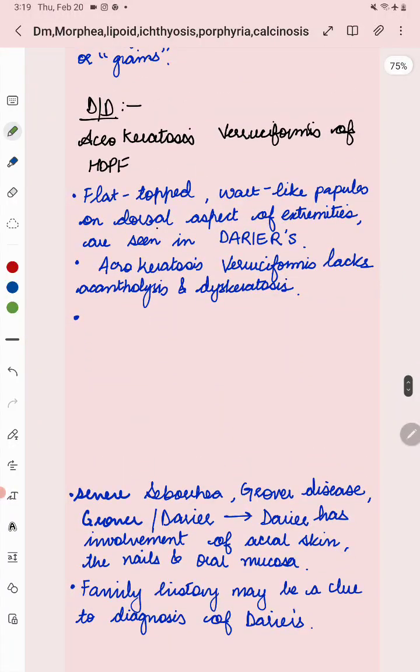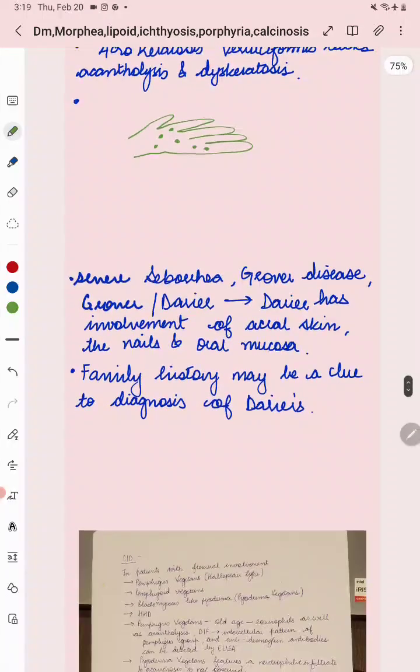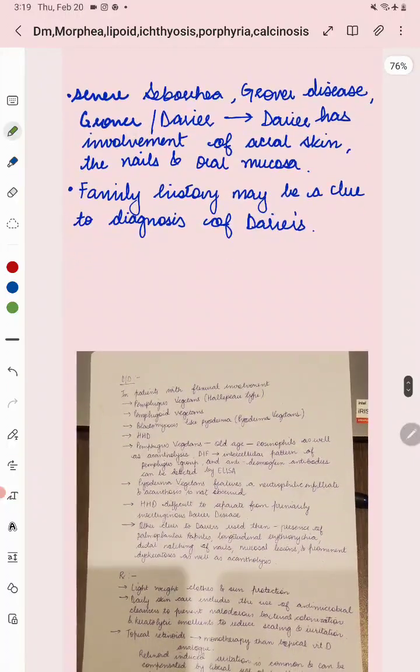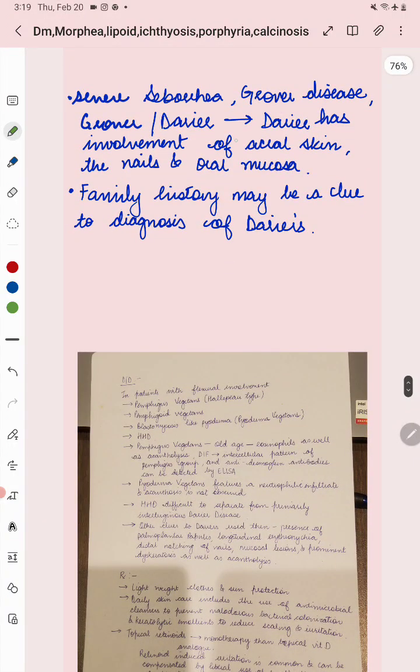Differential diagnosis includes acrokeratosis verruciformis of Hopf, in which you only see flat wart-like presentation. So it resembles more like P. versicolor, but you'll see flat wart-like presentation in acrokeratosis verruciformis. Severe seborrhea, Grover's disease, Darier. But how do you differentiate Grover and Darier?